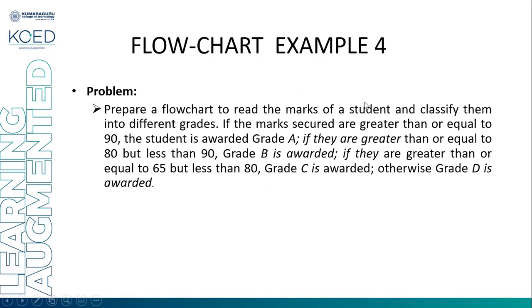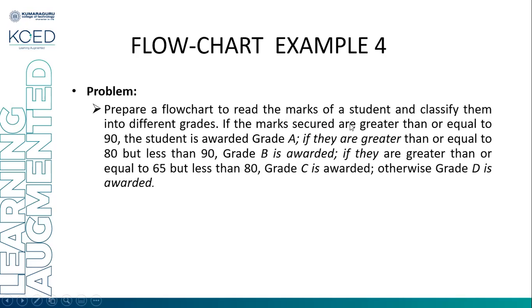Next, we are taking a scenario for the next example, that is for the grade allocation. Prepare a flowchart to read the marks of the student and classify them into different grades. Marks are to be read, and we have to classify them into different grades. If the marks secured are greater than or equal to 90, then the student is awarded grade A.